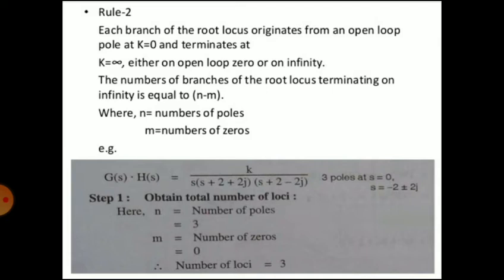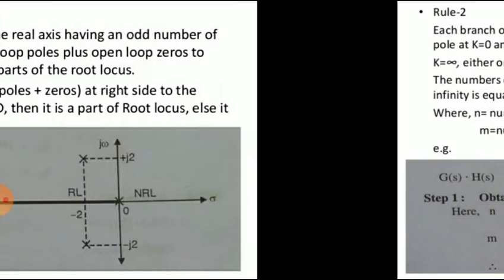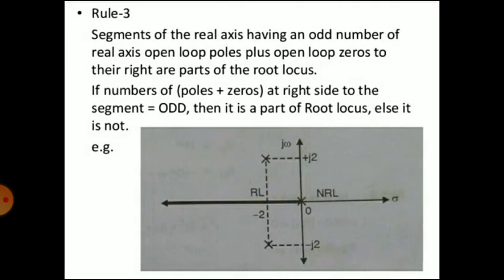So in this step, starting with the problem of constructing the root locus, you have to find the number of poles, number of zeros, and number of branches. Then rule number 3: segments of the real axis having an odd number of real axis open loop poles plus open loop zeros to their right are parts of the root locus.